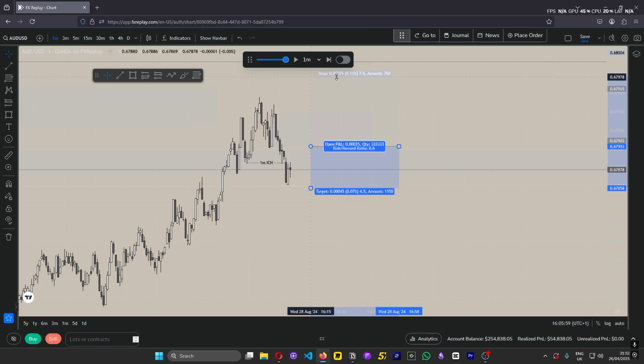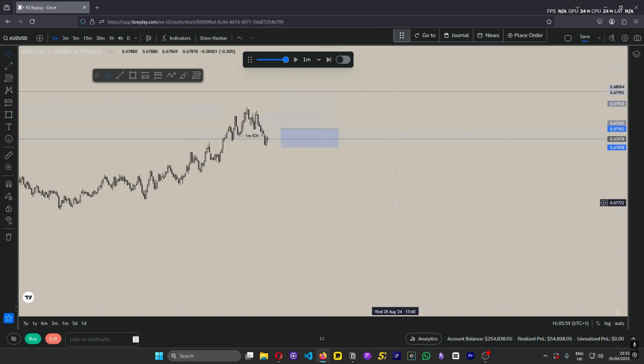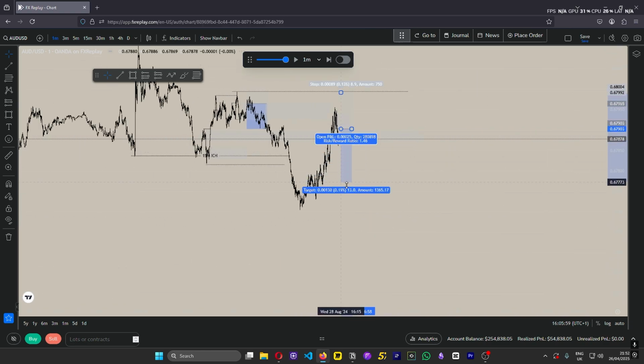And since it's a big trade, I'm going to use a bigger stop loss, and I'm going to target all the way down. I'm getting my 2 to 1 risk reward. That's good. So I'll use a very big stop loss. I don't mind. Let's see.